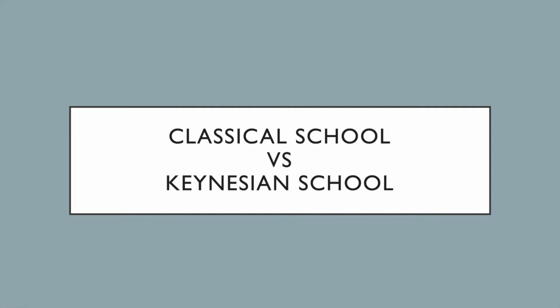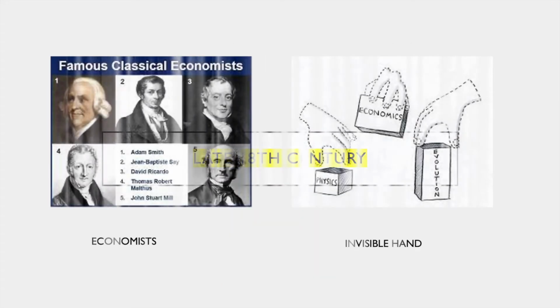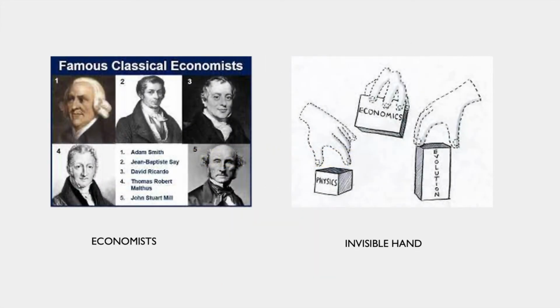The topic we are going to talk about today is classical school versus Keynesian school. Firstly, I want to introduce the broad category of classical schools. Classical economic thought was established in the late 18th century by classical economists such as Adam Smith and many others. The main idea of Adam Smith's influential book is that the wealth of nations is formed on the basis of trade and has an invisible hand in the market.